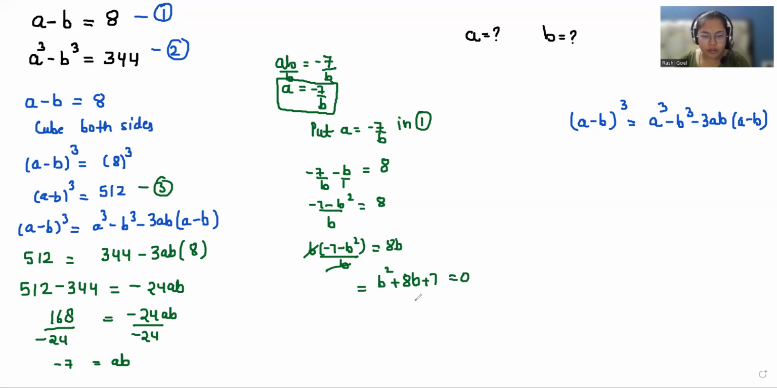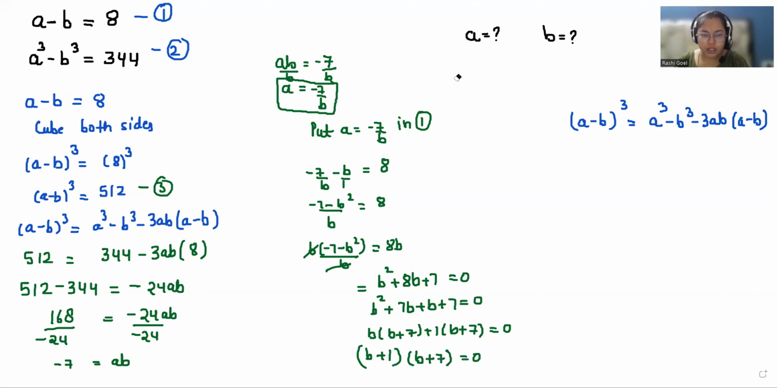Now it looks like a quadratic equation. So we are doing the middle term split. So we can write b square plus 8b plus 7 is equal to 0. So b square plus 7b plus b plus 7 is equal to 0. If I take b as common, so b plus 7. And if I take 1 as common, so b plus 7 is equal to 0. So either b plus 1 or b plus 7 is equal to 0.